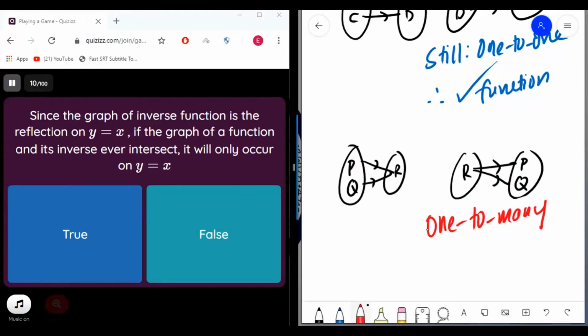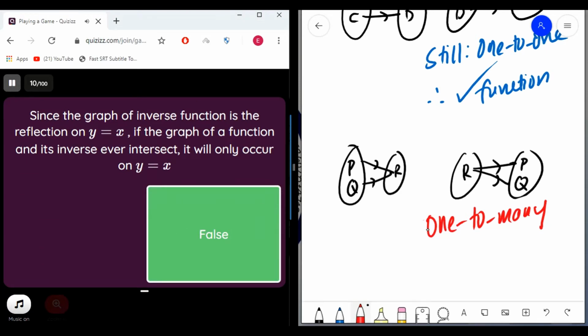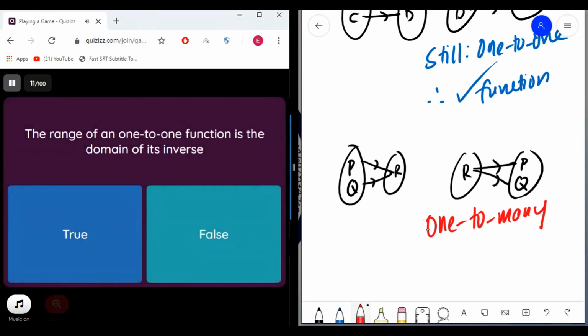Therefore, the statement is false. Number 11. The range of a one-to-one function is the domain of its inverse. You can draw out the arrow diagram to see, and this is true. Nothing much to explain, so I just put true.